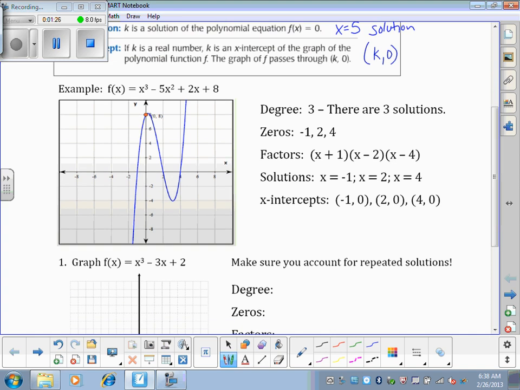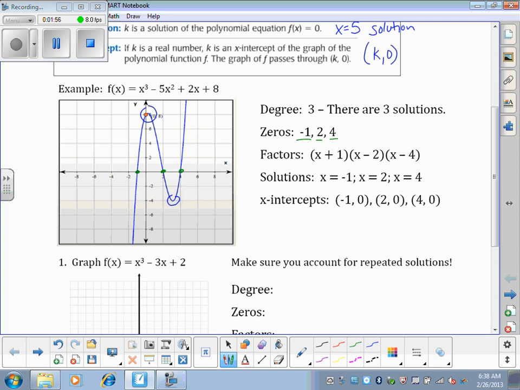All right, if we're looking at this graph to the left here, you should notice a couple of things. It's got two turning points, right? Two turning points. It intersects the x-axis at 1, 2, 3 places. Okay, so those are going to be our solutions, our factors, our x-intercepts, our zeros. Okay, and as you see, here they are: -1, 2, and 4.